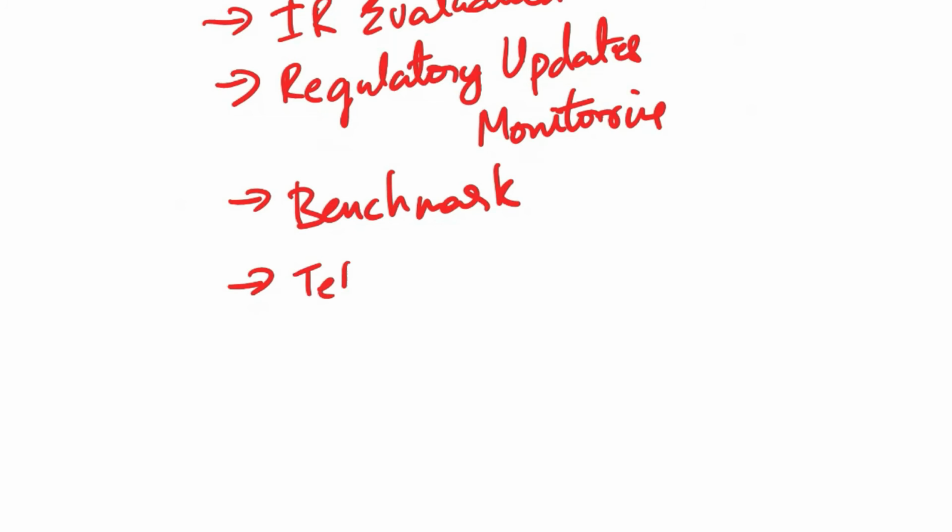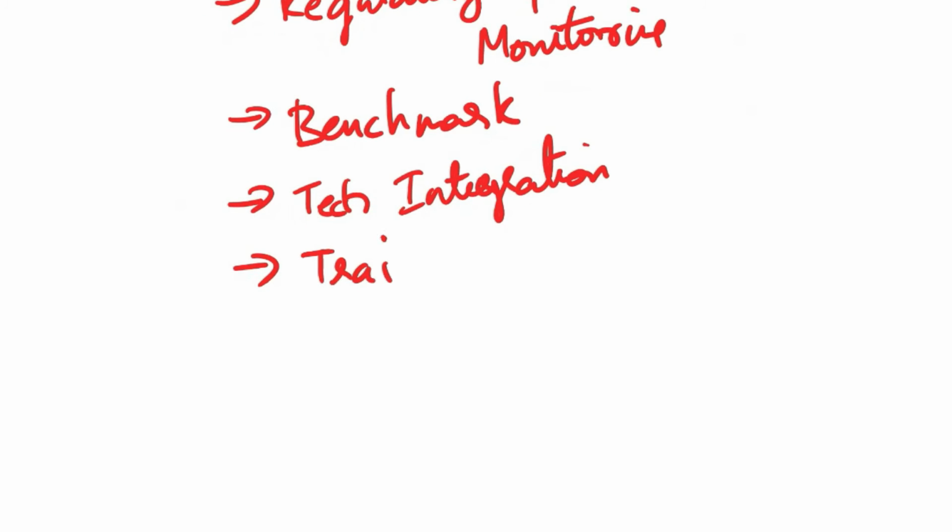Next, technology integration. Explore new technologies and tools that can enhance the efficiency and effectiveness of the TPRM program. Consider automation for routine tasks and advanced analytics for risk assessments. Next, implement regular training sessions for TPRM team members and relevant stakeholders. Keep them informed about emerging risks and updated procedures.